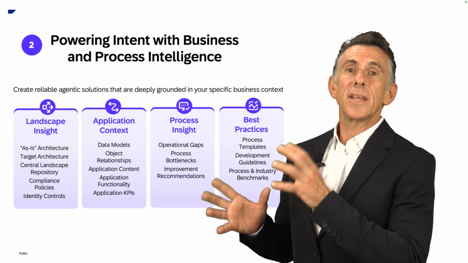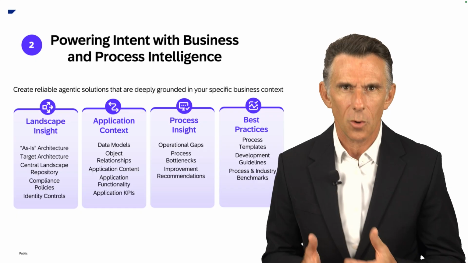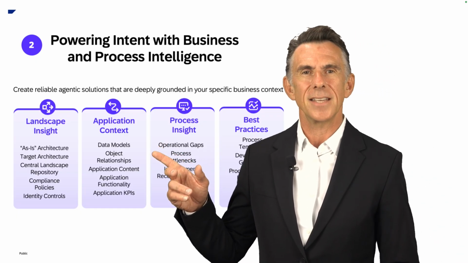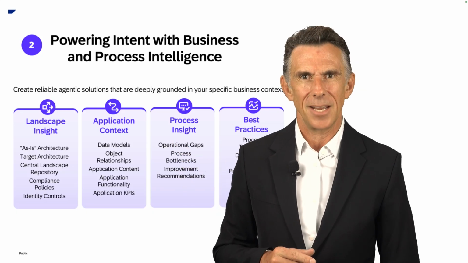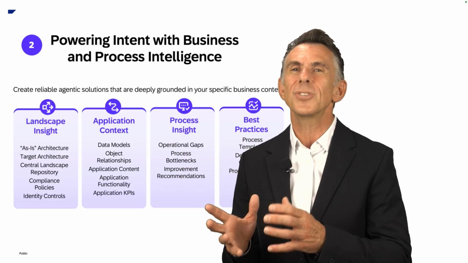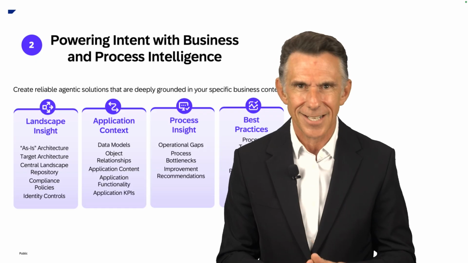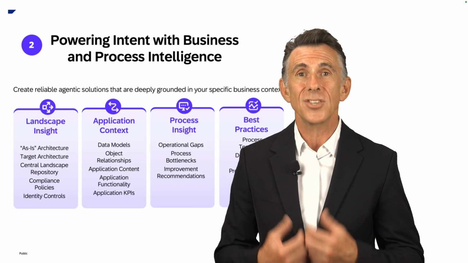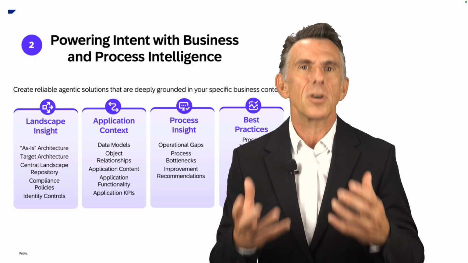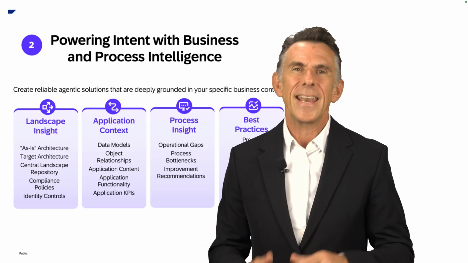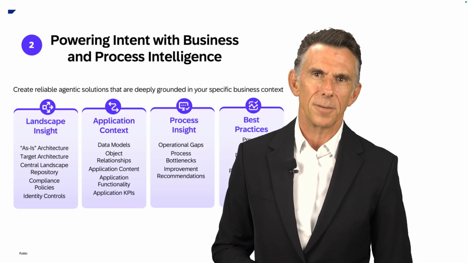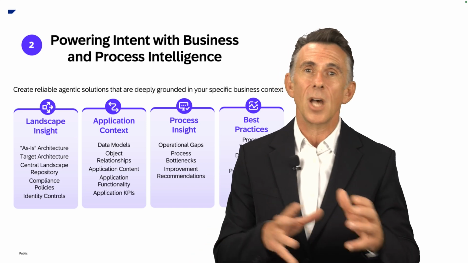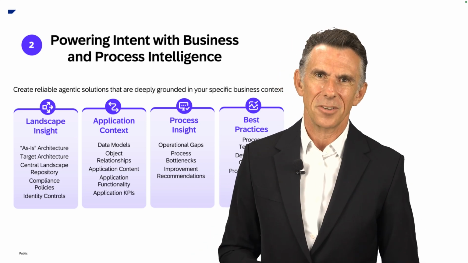Second, Joule Studio brings the essential context of your business. Before an agent ever writes code or decides anything, it understands your landscape. Using LeanIX, Joule Studio grounds agents in your actual enterprise architecture, applications, dependencies, ownership, and policies. So the agents know which systems are authoritative, which integrations are allowed, and how changes impact the broader environment. This is how you can enforce governance and lifecycle control from creation through retirement, not just as an afterthought.